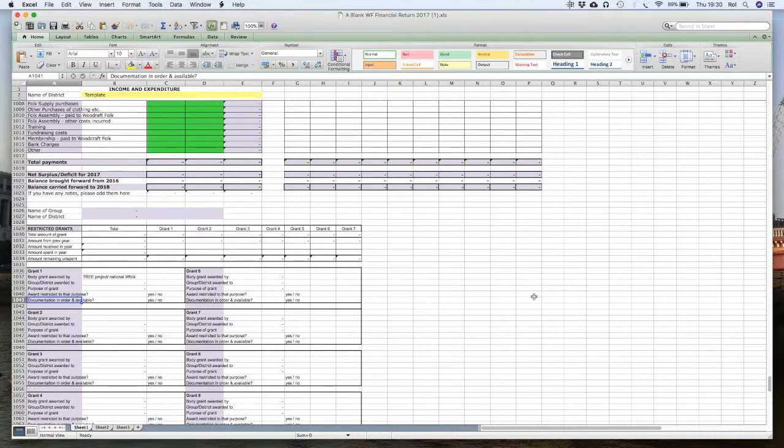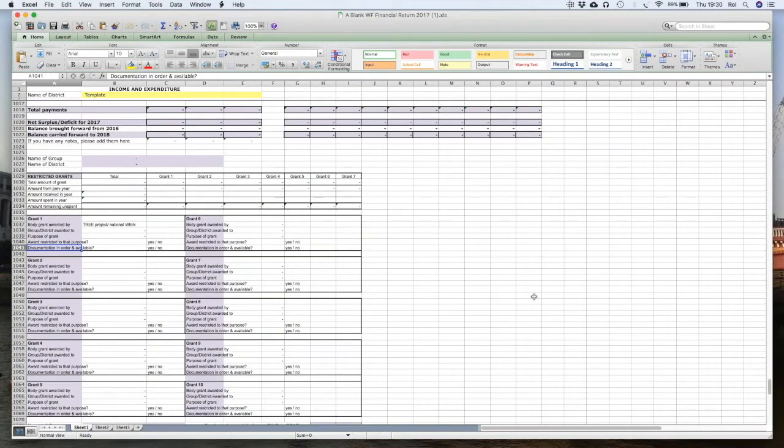I've left the section available for up to. So grant numbers have gone a bit strange here, haven't they?